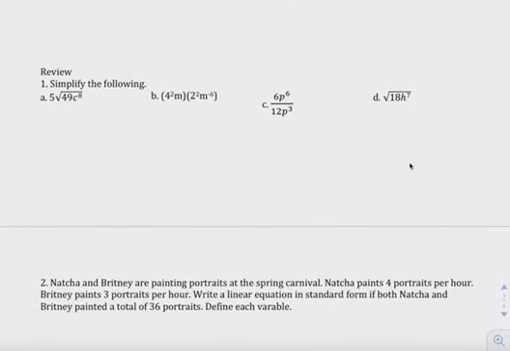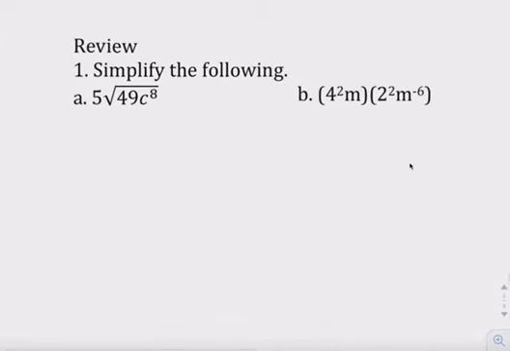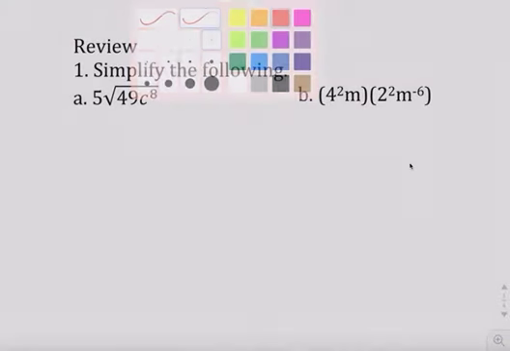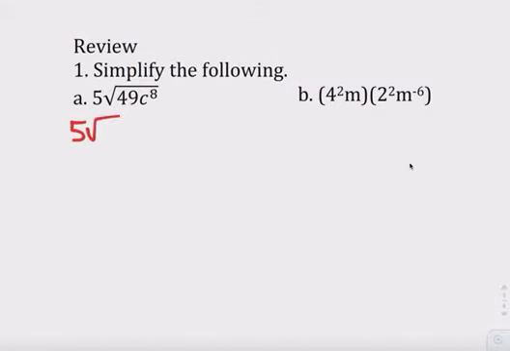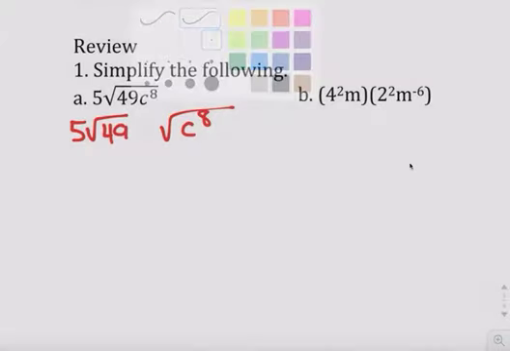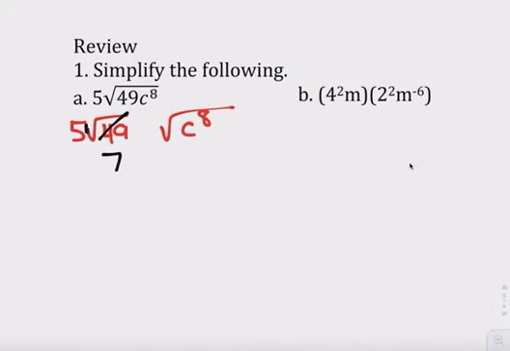Review. Now, review, remember, this is divided by 2. 5 radical 49, that's 1. Then c to the 8, that's the other one. Square root of 49 is 7, and this is always times. 5 times 7 is 35. Square root of 49 is 7, and the square root of c to the 8th is divided by 2, so you get c to the 4th, and that's your answer.